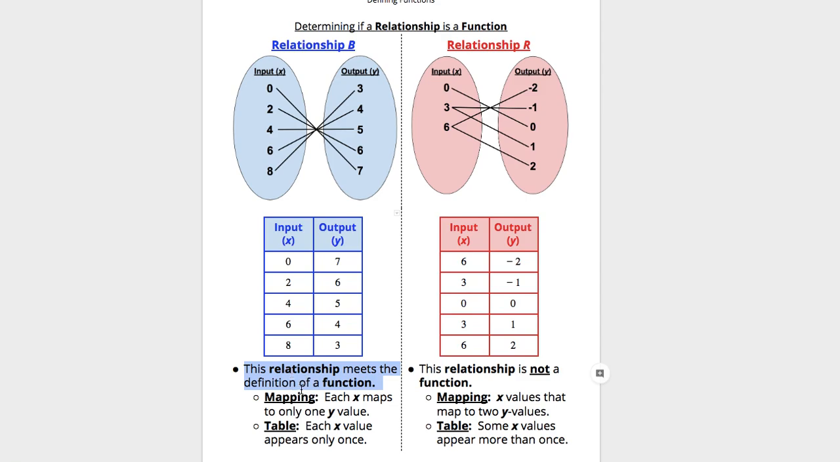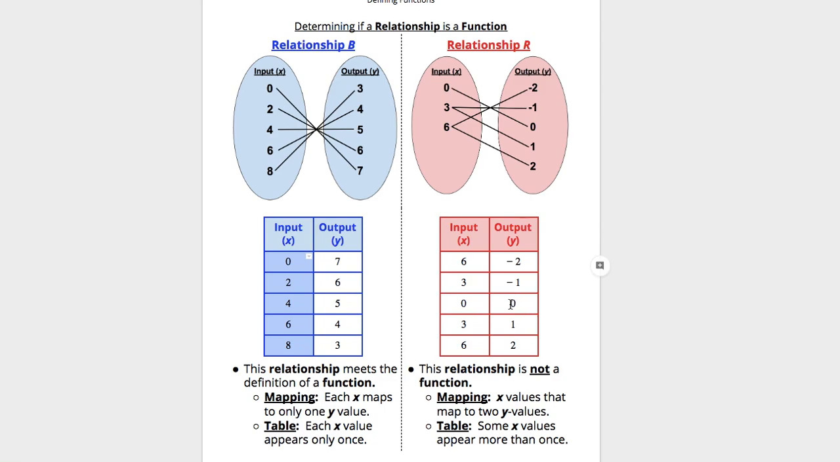That's because when we look at the mapping, every single x value only has one line leaving it. That tells us each x only has one y value associated with it. If we look at the table, we see each x value only shows up once in the table. That's telling us each of these inputs only gets one output.